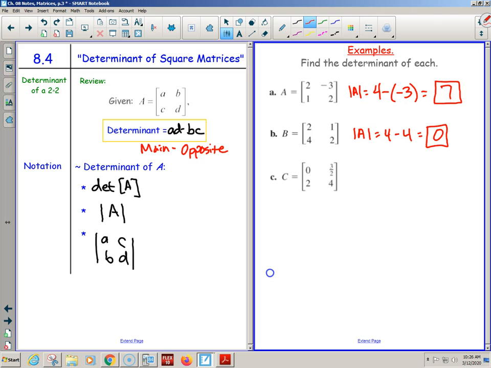Singular. AKA no inverse. AKA if you try to multiply him by someone, he can't be undone. Which is also interesting because then if he shows up in a system of equations and he can't be undone, then he would be an impossible system.